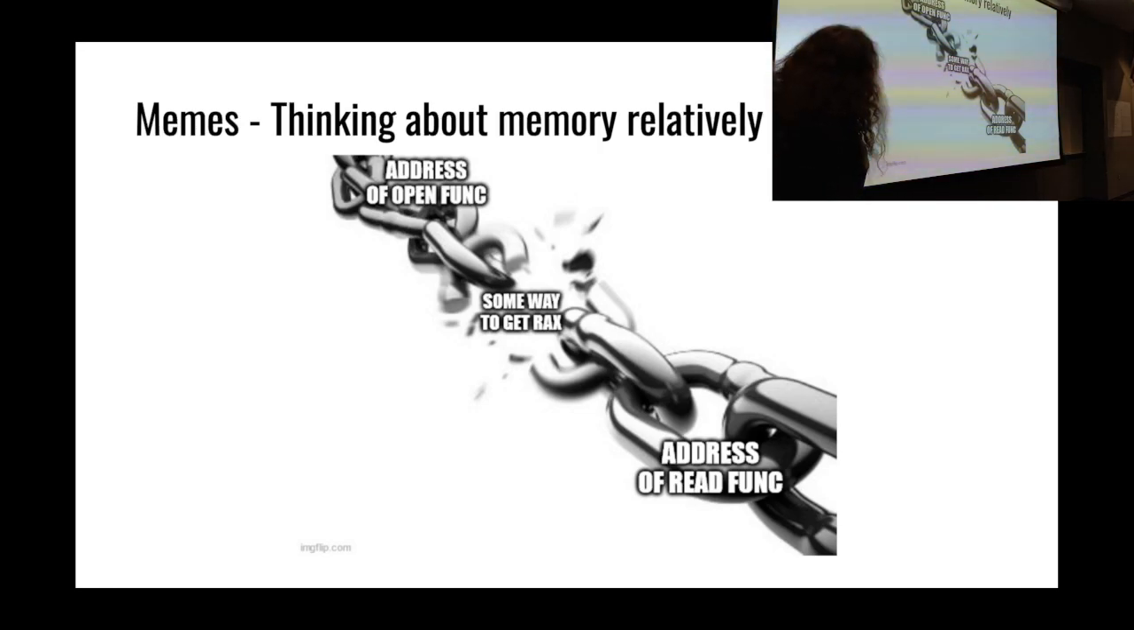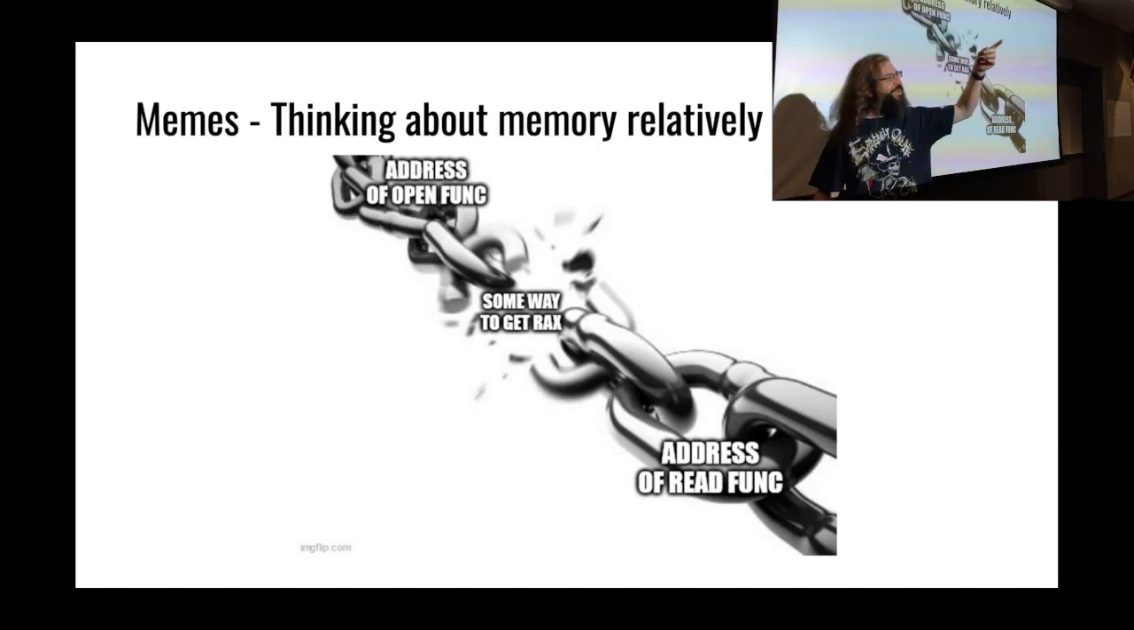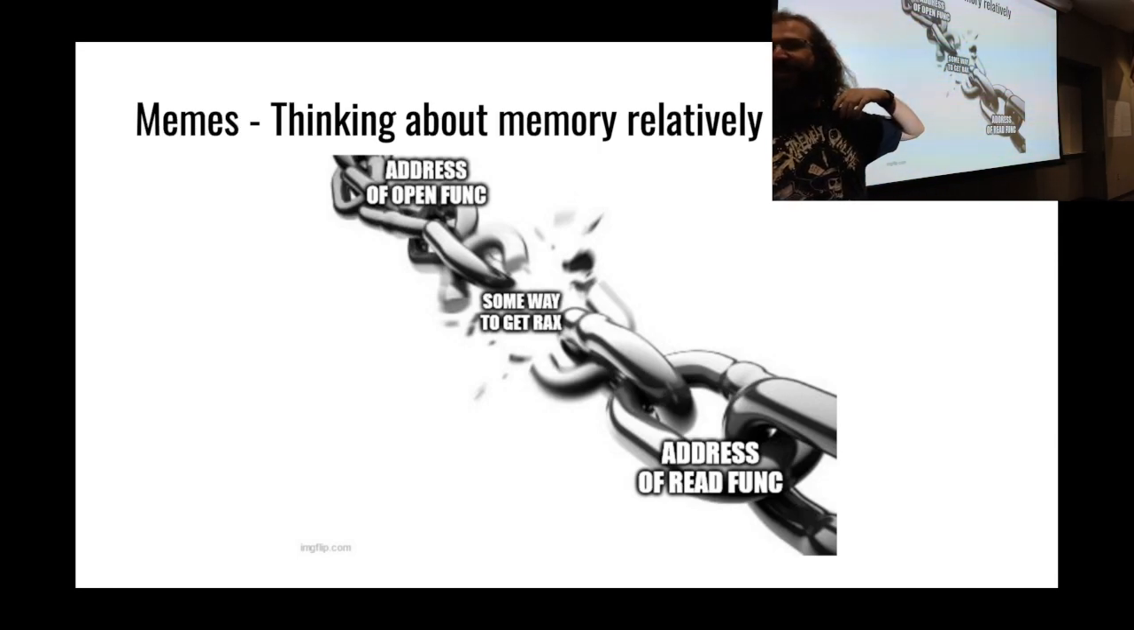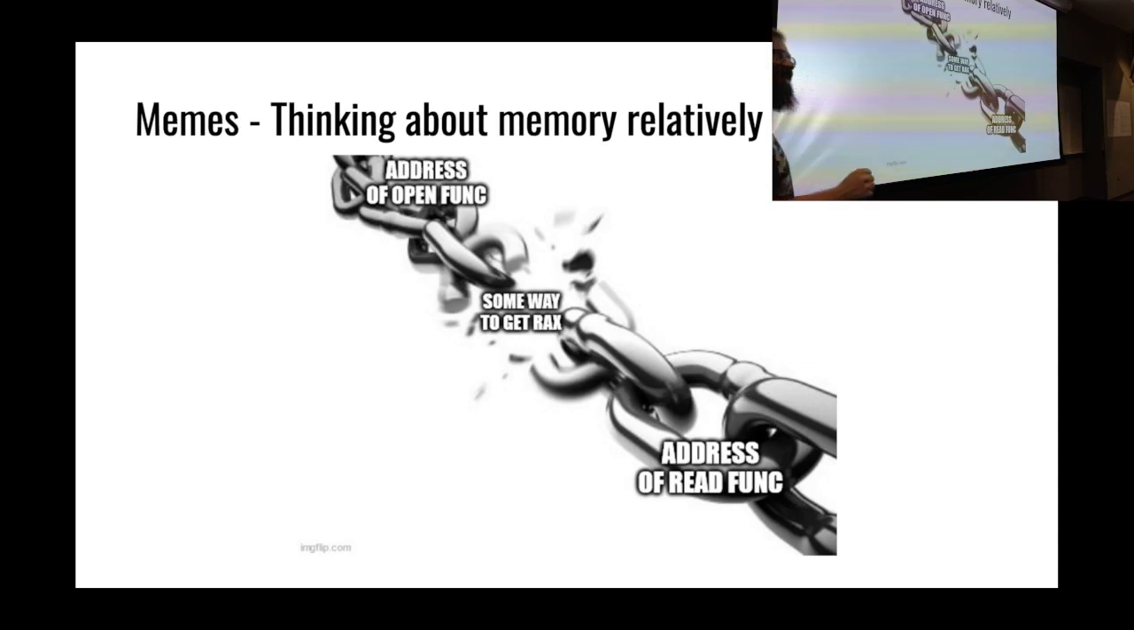Is this like the address of the open func, some way to get RAX, and then the address of read func? I'm not entirely sure how that one is mission critical. Well, it might be because the output of the open func call goes into RAX. Okay, I'll take that. That's solid. That's because somebody is a good programmer. They aren't making assumptions about the file descriptor that would be returned from read. I get it now. That's a way better meme now.